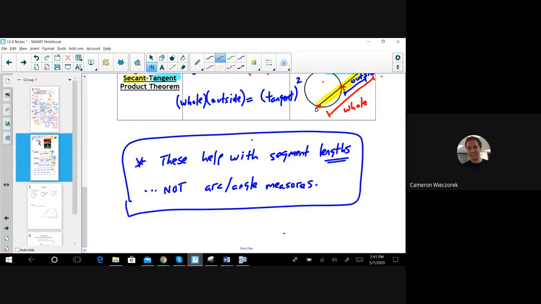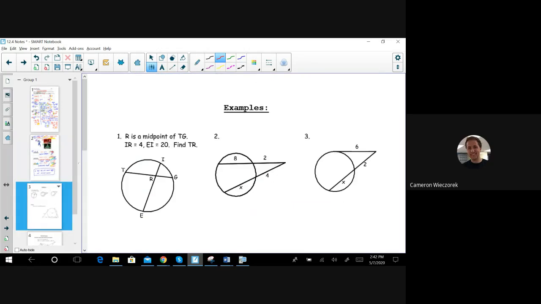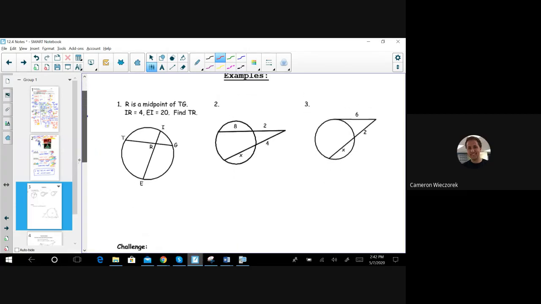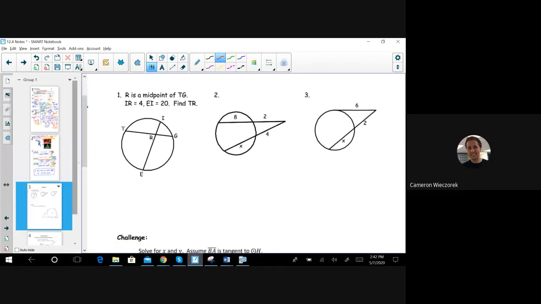Okay, so how do we apply these? I have a lot of formulas and stuff written. It might seem kind of confusing. I'm just going to show you how they work. I got one example of each one. In the first one, it says R is a midpoint of TG, IR is 4, EI is 20, and TR we have to find. So first thing I identify is which power theorem am I going to use?